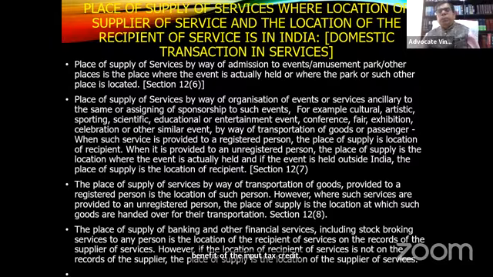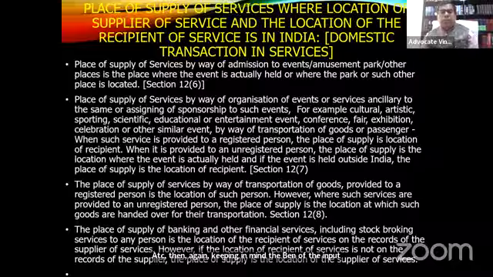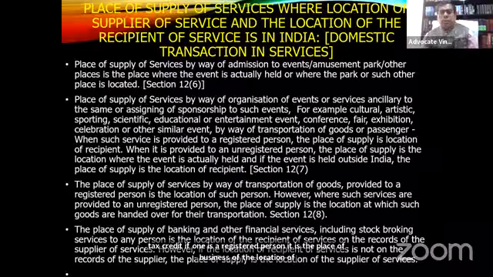Now, place of supply with respect to admission to an event or an amusement park, etc., is the place where the event is actually held. But if one is an organizer of some cultural event or educational or entertainment event or sporting event or a conference or fair or exhibition, etc., then again, keeping in mind the benefit of the input tax credit, if one is a registered person, it is the place of business of the location of the recipient. So even if the event is taking place in state B, but the registered person is in state A, it will be considered to be an IGST transaction.